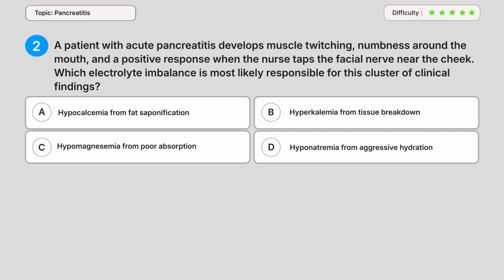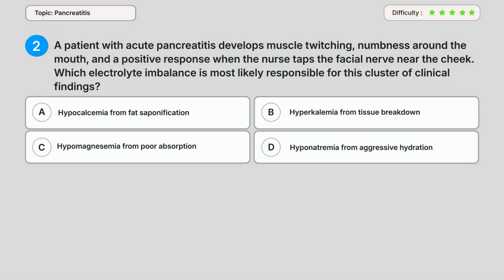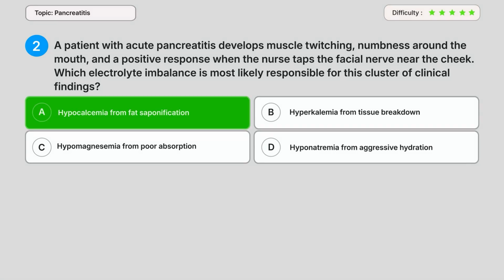A. Hypocalcemia from fat saponification. B. Hypokalemia from tissue breakdown. C. Hypomagnesemia from poor absorption. D. Hyponatremia from aggressive hydration. Can you guess the answer? Correct answer: A. Hypocalcemia from fat saponification.